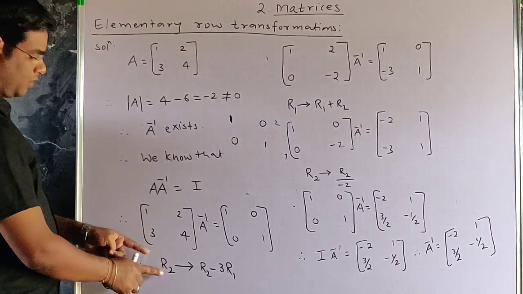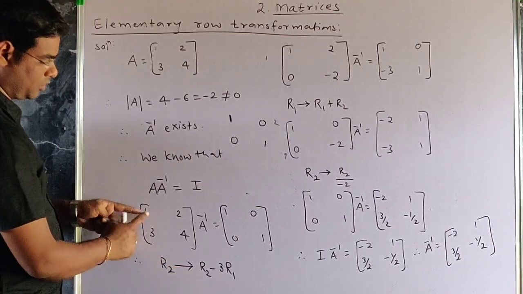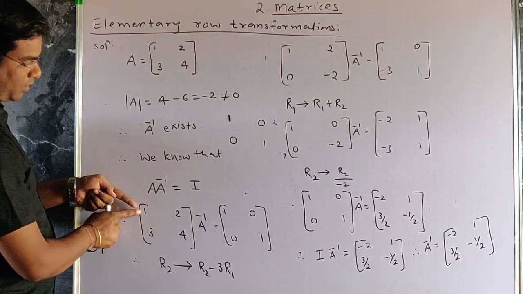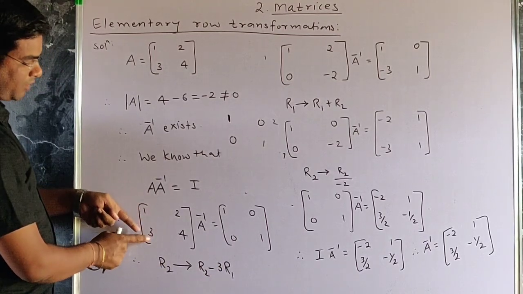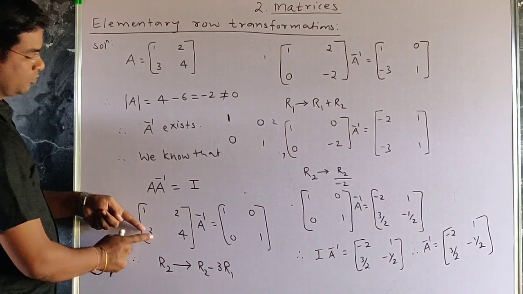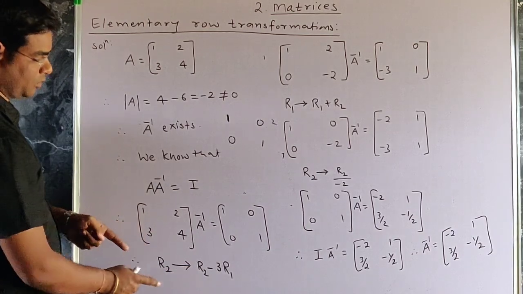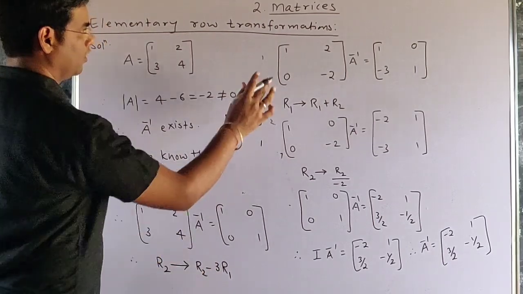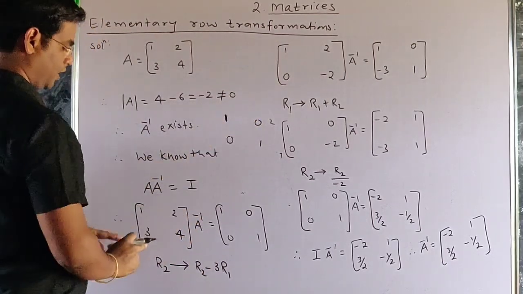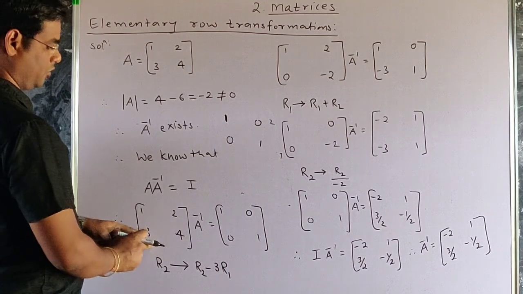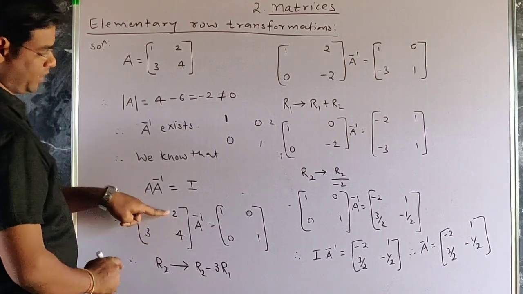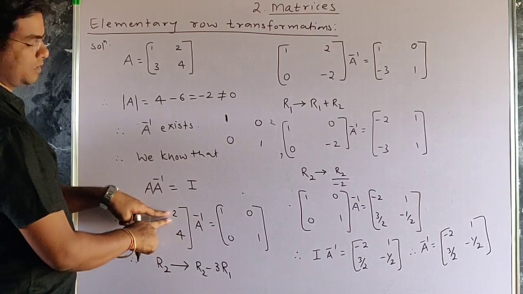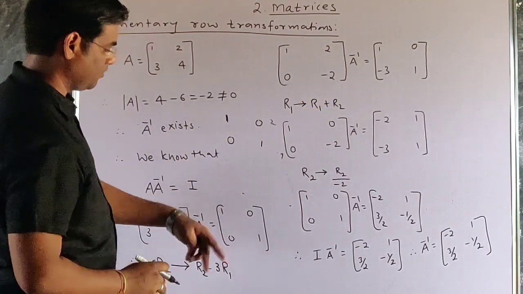So here R2 is going to change. If you do R2 minus 3 times R1, that is, if you multiply R1 by 3 and subtract from R2, you will get 0 here. So R1 will remain as it is, and R2 is 3 minus 3 is 0. 4 minus 6: here we have multiplied this matrix by 3. So 4 minus 6 is minus 2.